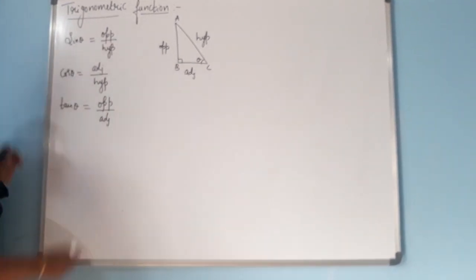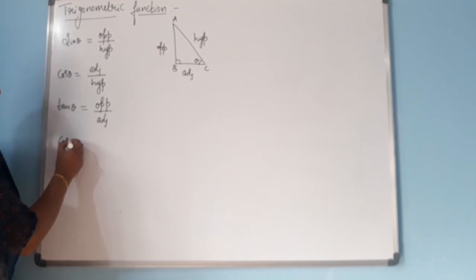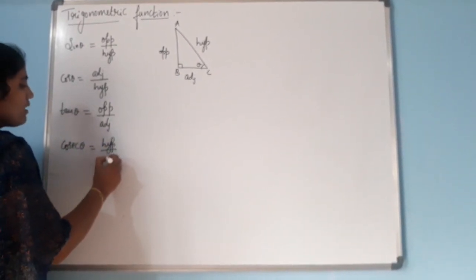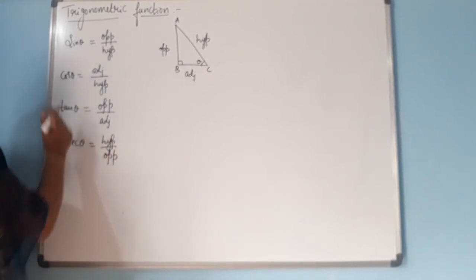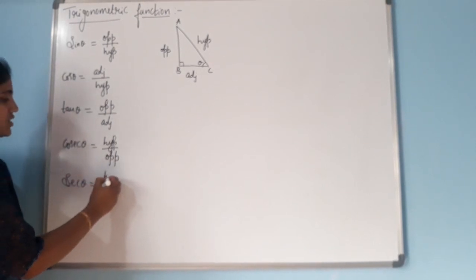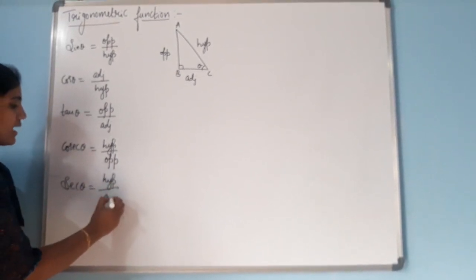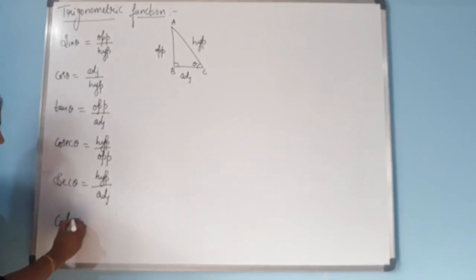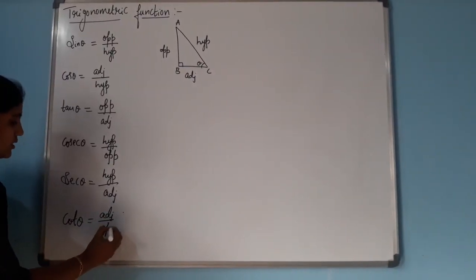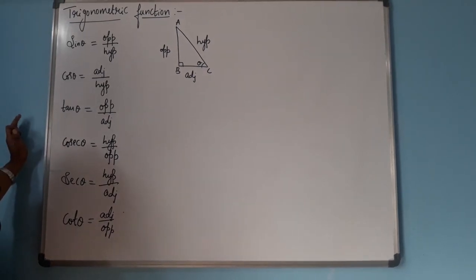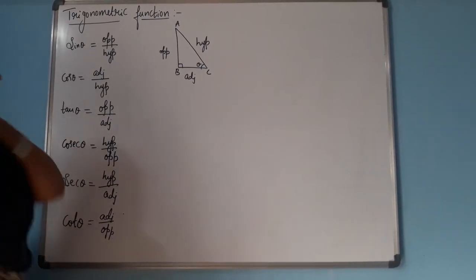For sin theta, the reciprocal is cosecant theta, and its definition is hypotenuse by opposite. For cos theta, the reciprocal is secant theta, with definition hypotenuse by adjacent. Lastly, the reciprocal of tan theta is cot theta, with definition adjacent by opposite. So these are the 6 trigonometric functions with their definitions. Next we have other formulas.